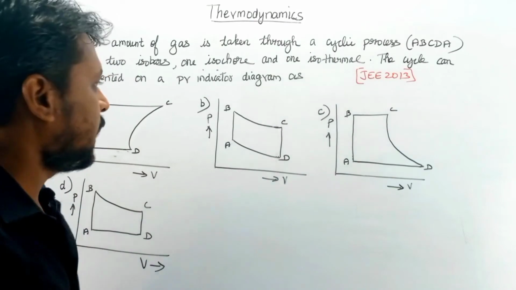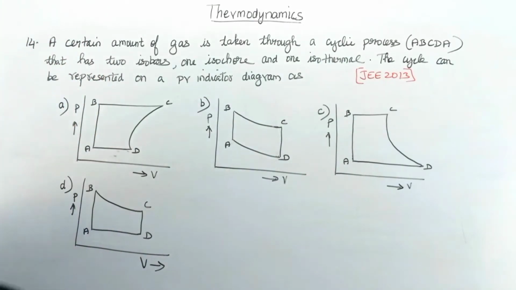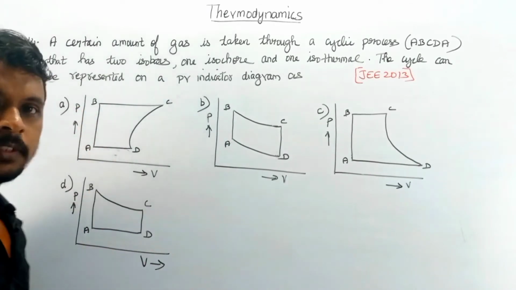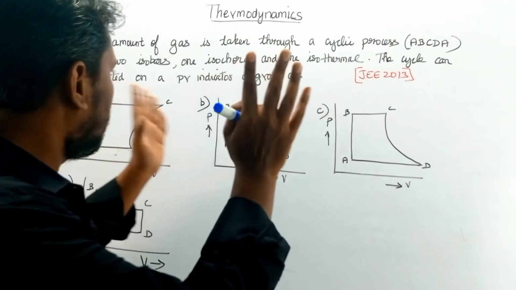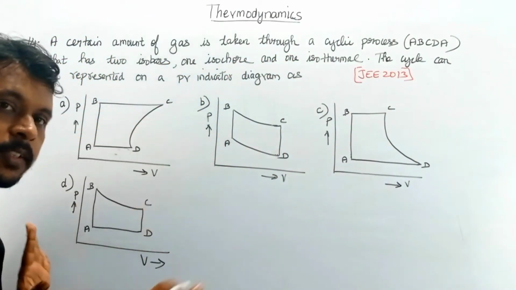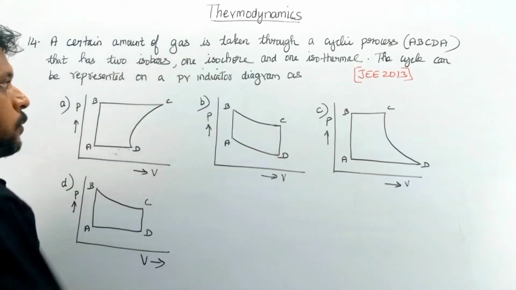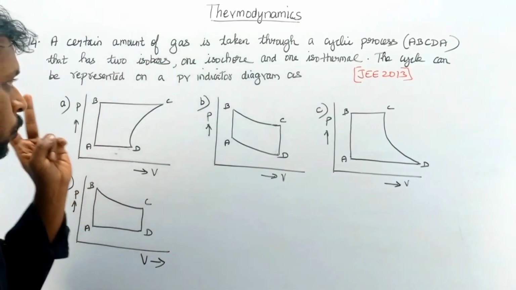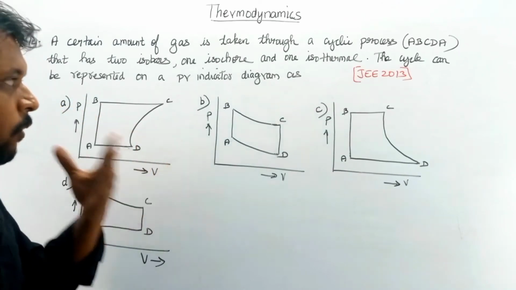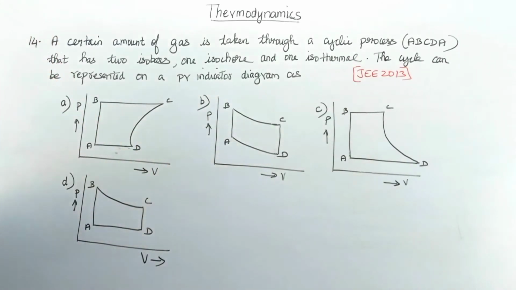Next problem. In this problem they have given 4 diagrams. The question says that we have 2 isobaric processes, 1 isochoric process and 1 isothermal process. So they have given collectively the 2, 1 and 1. We have to find which graph connects all these processes. We should have 2 isobaric, 1 isothermal and 1 isochoric process.